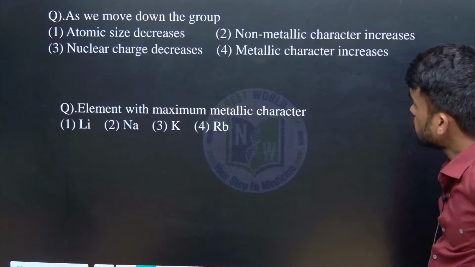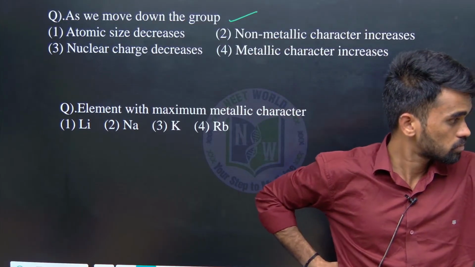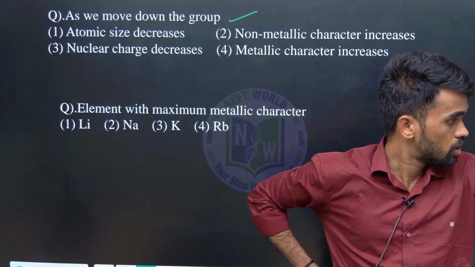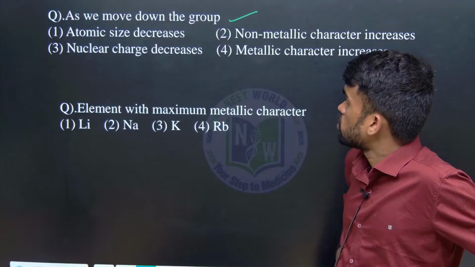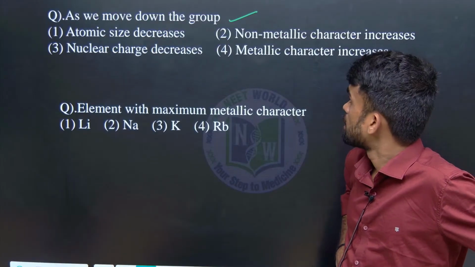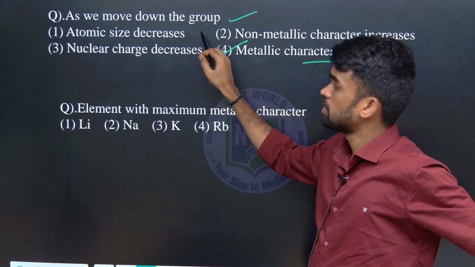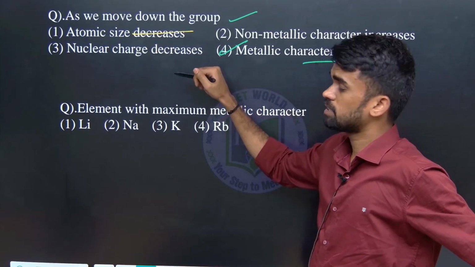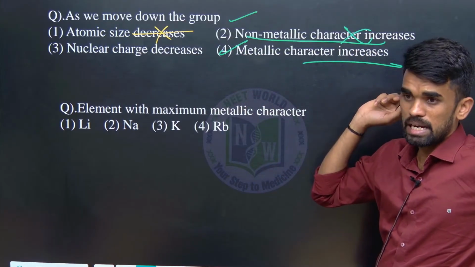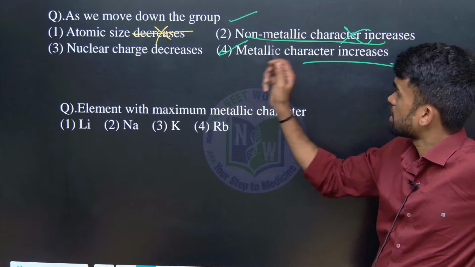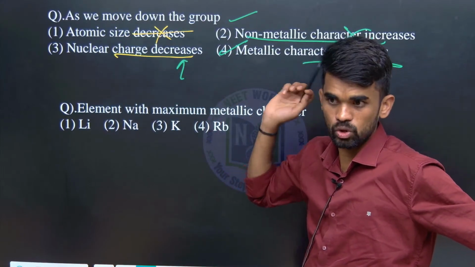Now tell me for this question. As we move down the group, metallic character increases and atomic radius increases, but they are saying decreases, so incorrect. In this one, non-metallic character decreases, but they are saying increases. Nuclear charge increases: atomic number is increasing, so nuclear charge should also increase.